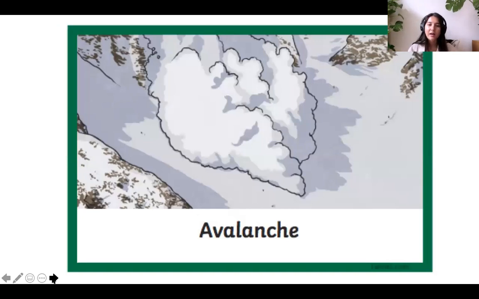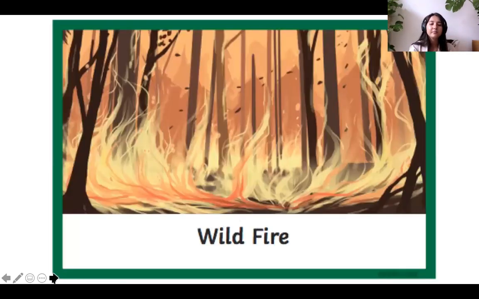We could also have an avalanche if you want to make your setting somewhere snowy. So an avalanche is when there is too much stress of weight on a snowy mountain, and that snow cracks and crumbles and falls down. We can also have wildfires.